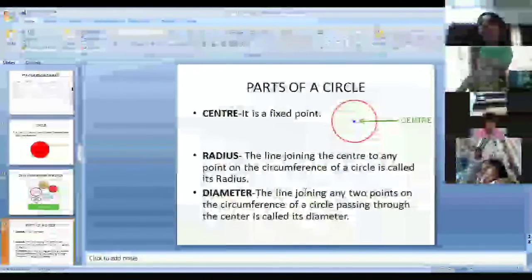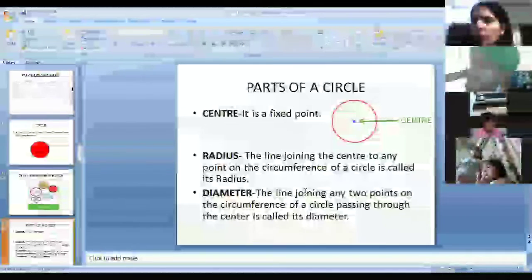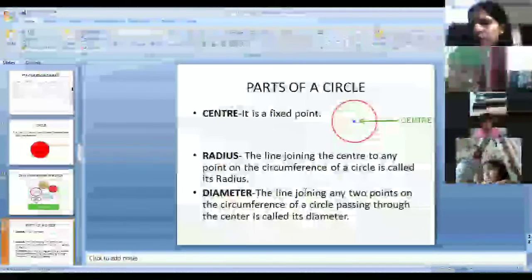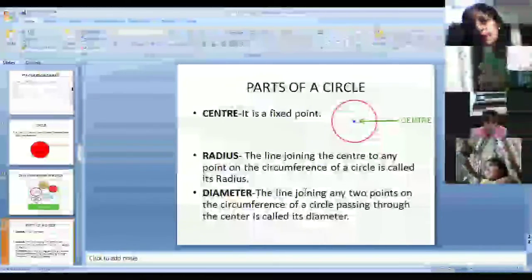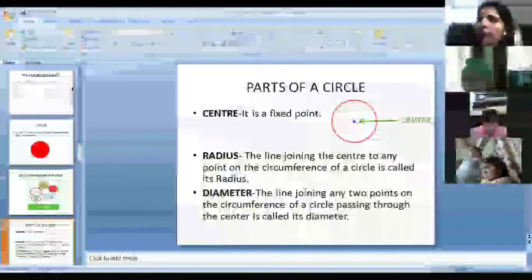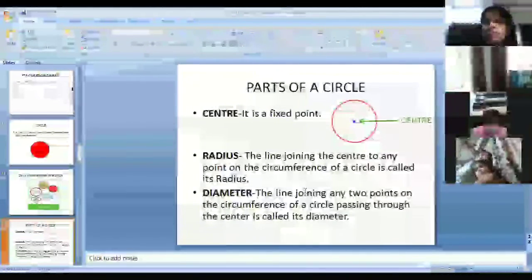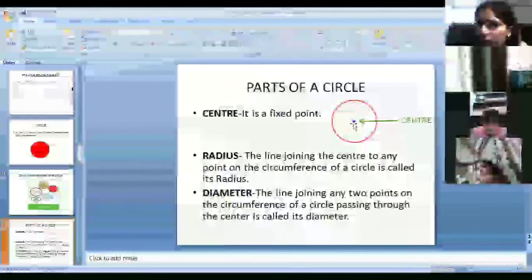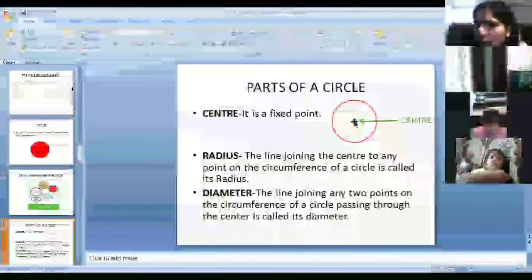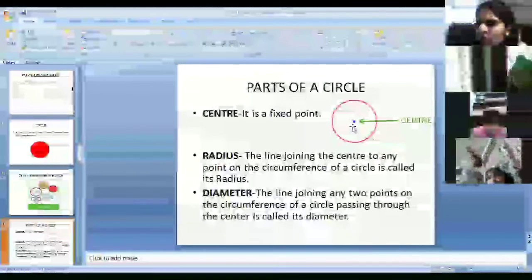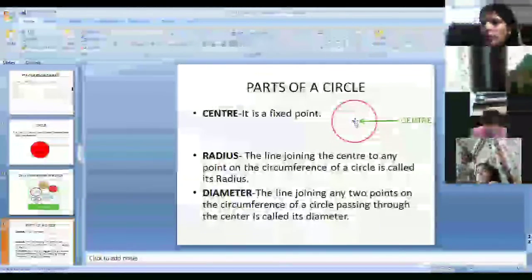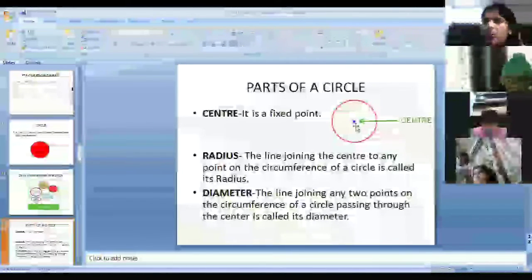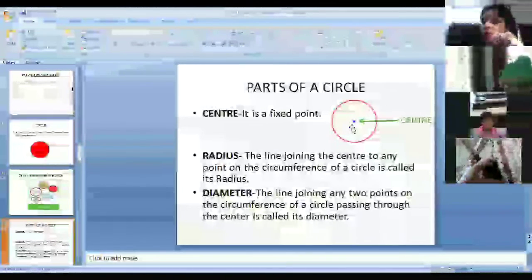Okay. Then we study about different parts of a circle. Just now we have seen that a circle is a plane shape and it has got different parts. This fixed point, which I have marked with blue, is known as the center. We call it a center, where it shows the fixed position.